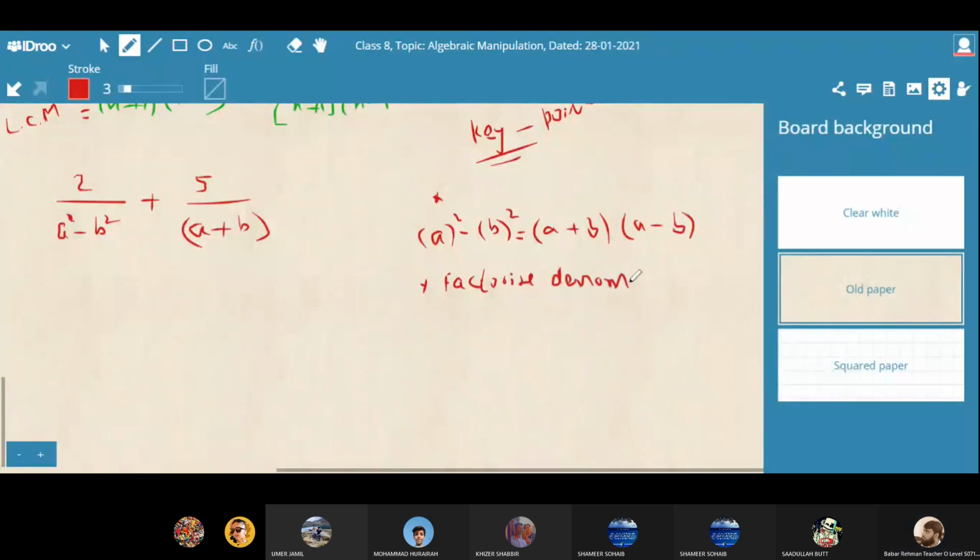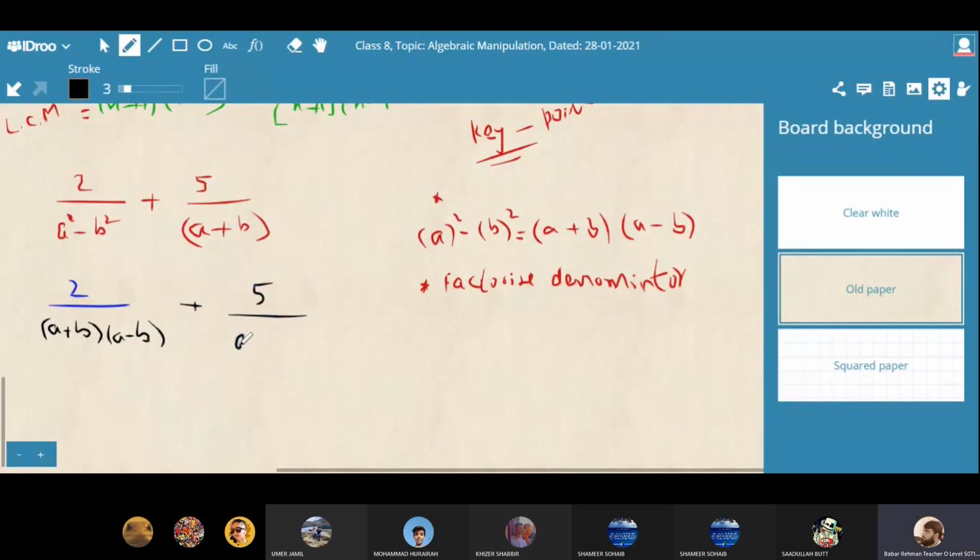Factorize the denominator. This is our key point. Are you getting my point? So I will factorize this denominator. What will I write? 2 upon, if I want to factorize this, I write over here (a plus b)(a minus b). This is factorized, and then plus 5 upon (a plus b).